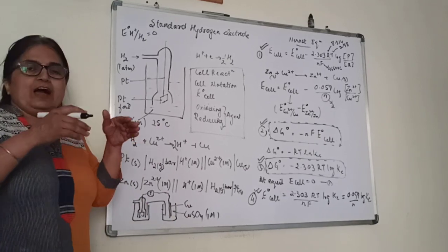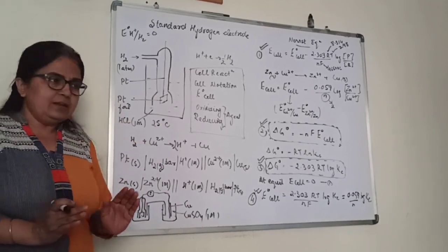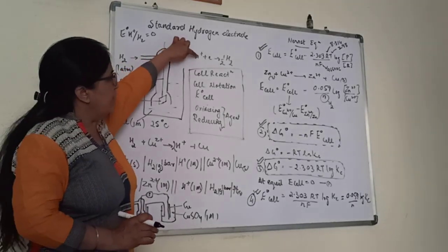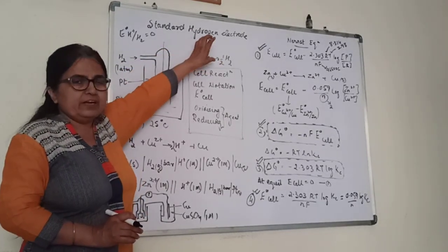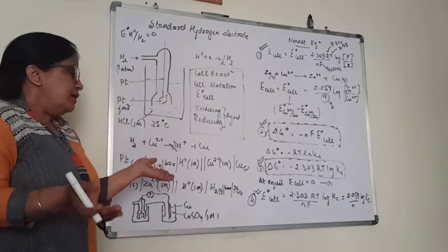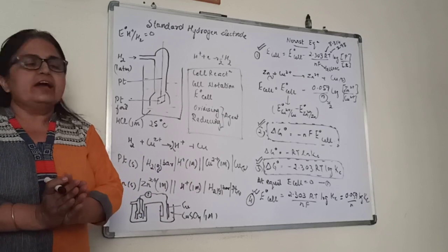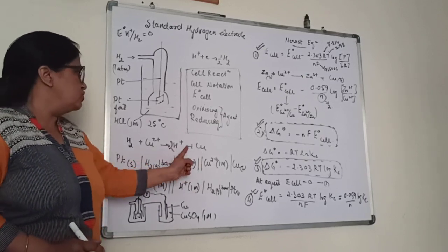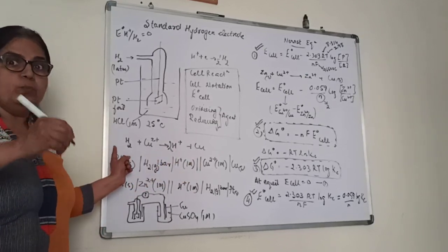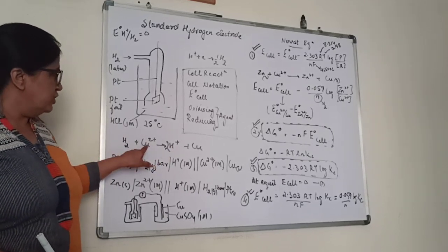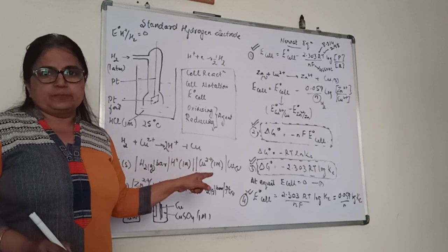So if I am writing the half cell reaction, it will be only H2, that is this one: H plus plus electron going to H2, that is the half cell. If I couple the anode half and the cathode half, I will get a complete cell reaction. This is the complete cell reaction of what? Hydrogen with copper, where hydrogen is undergoing oxidation and copper is undergoing reduction.